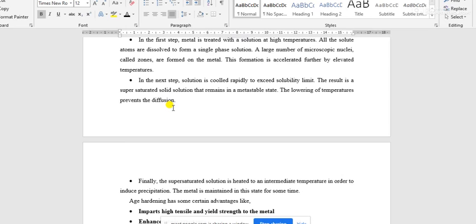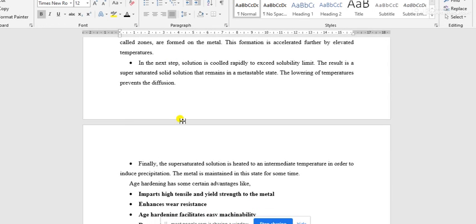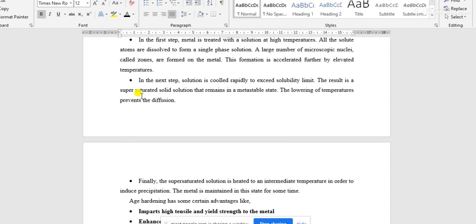Okay. And what was the point? That is, this kind of supersaturated solution will form by this rapid cooling of the solution, and the solution wants to diffuse at the high temperature. That's why we have to reduce the temperature to prevent the diffusion.